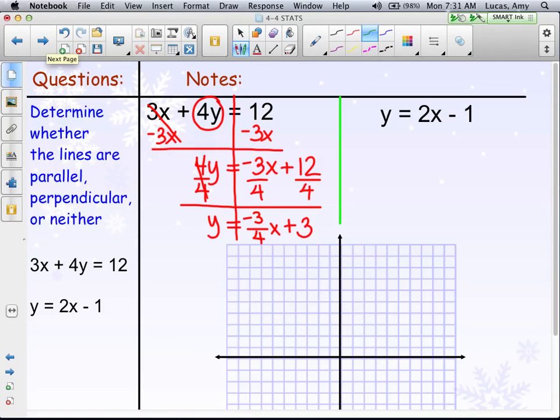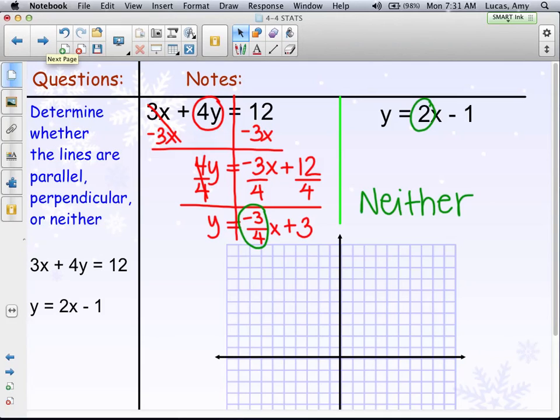I have a slope of negative 3/4, and I have a slope over here of positive 2. So I do not believe that these are going to be parallel or perpendicular. So I'm going to write neither, and then I'm going to graph them just to make sure that that looks accurate to me. So start at positive 3, go down 3 over 4, or reverse that.